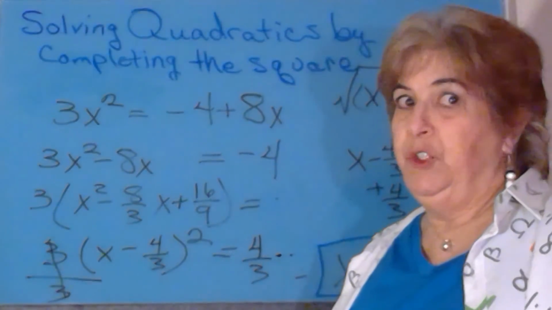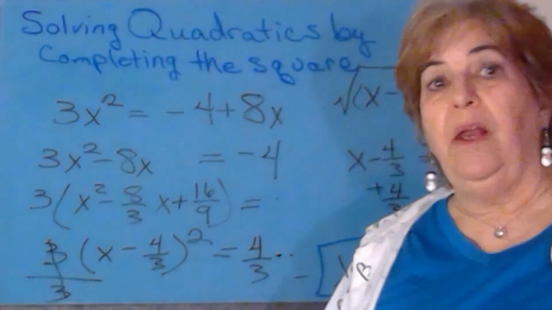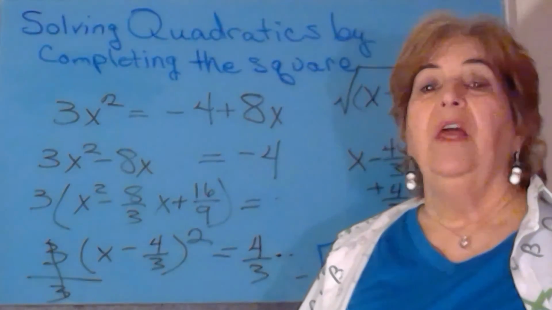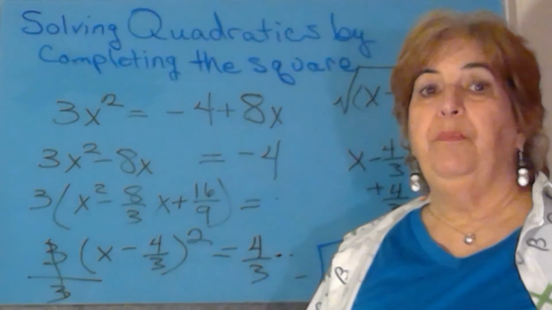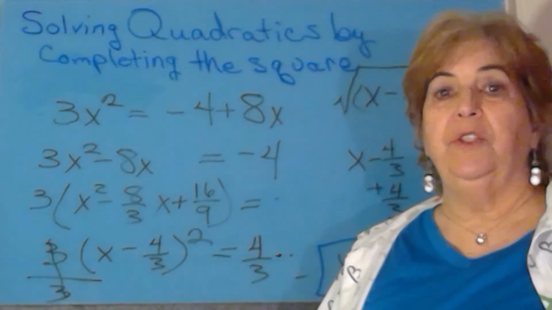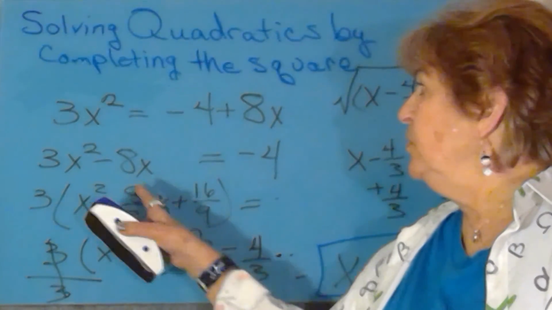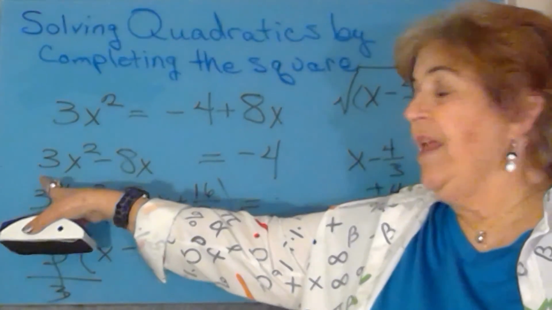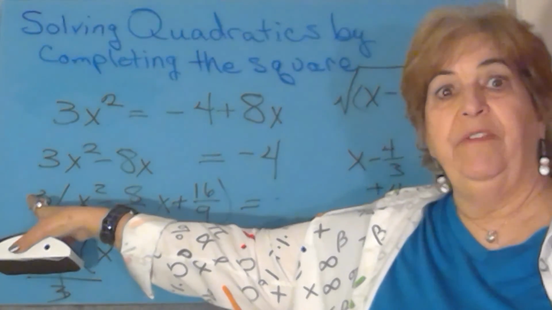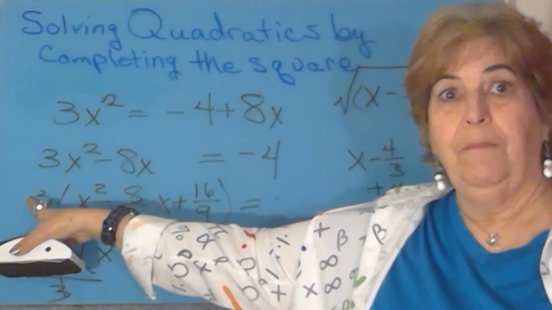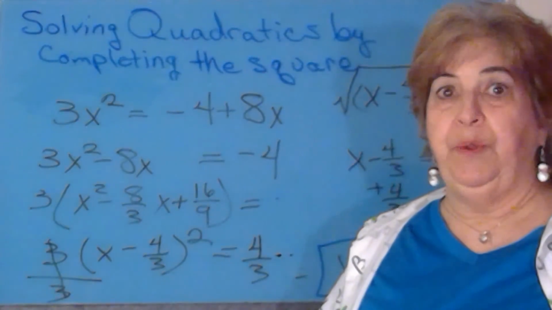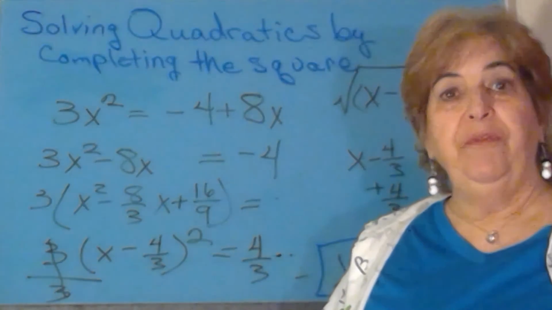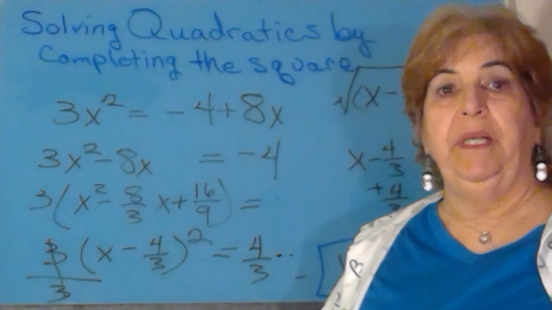Usually, if it's your choice and your teacher doesn't tell you which method to use, you would probably do completing the square when the middle term is even and there is not a number in front of the x squared. And I would always try to factor before I did a completing the square.